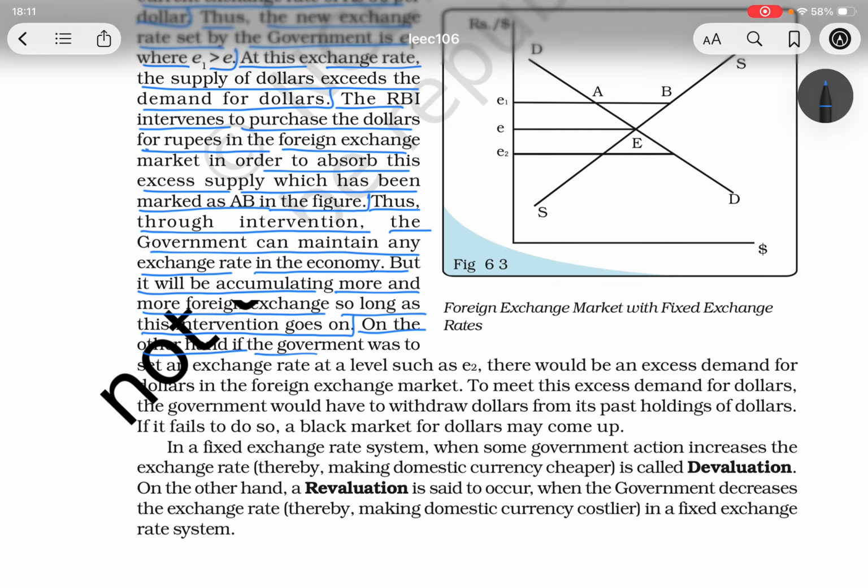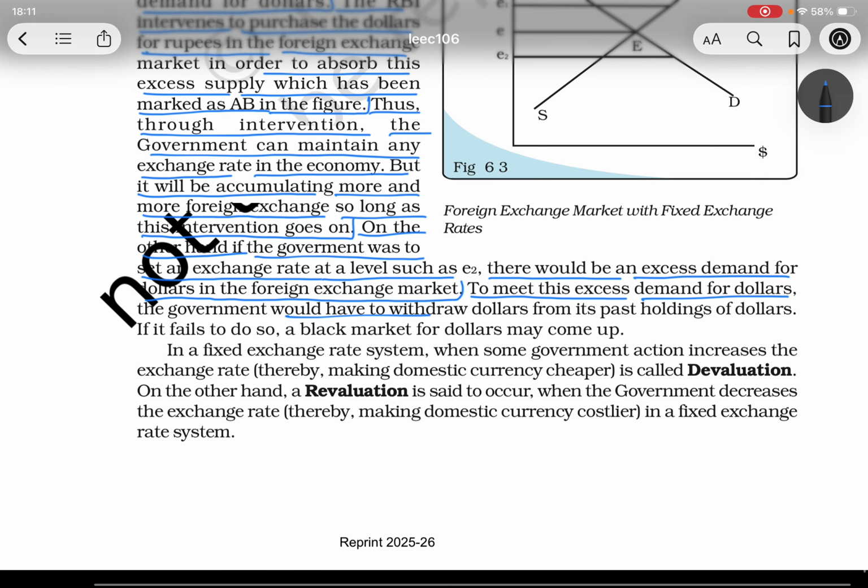On the other hand, if the government was to set an exchange rate at a level such as E2, there would be an excess demand for dollars in the foreign exchange market. To meet this excess demand for dollars, the government would have to withdraw dollars from its past holding of dollars. If it fails to do so, a black market for dollars may come up.